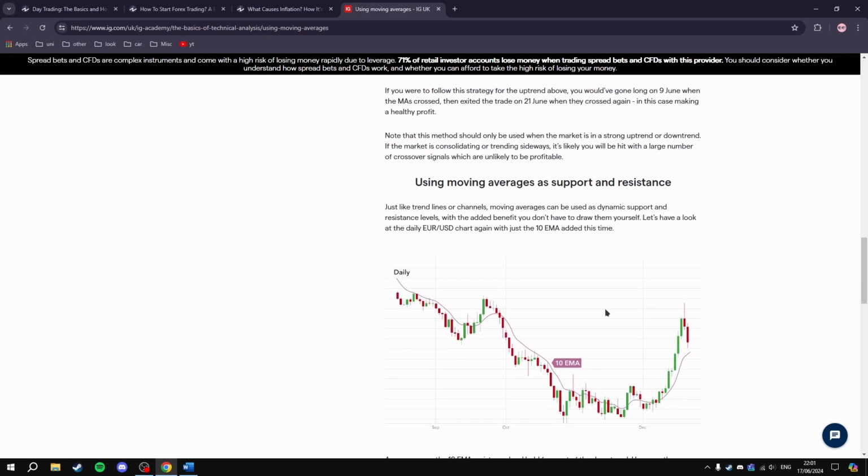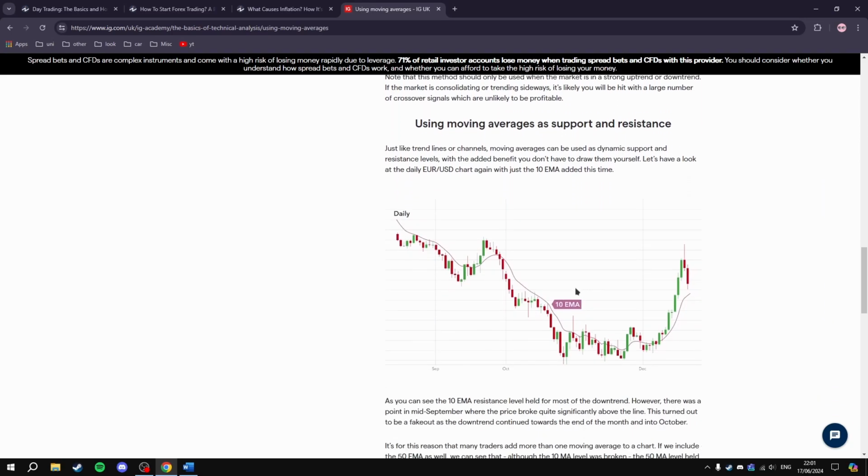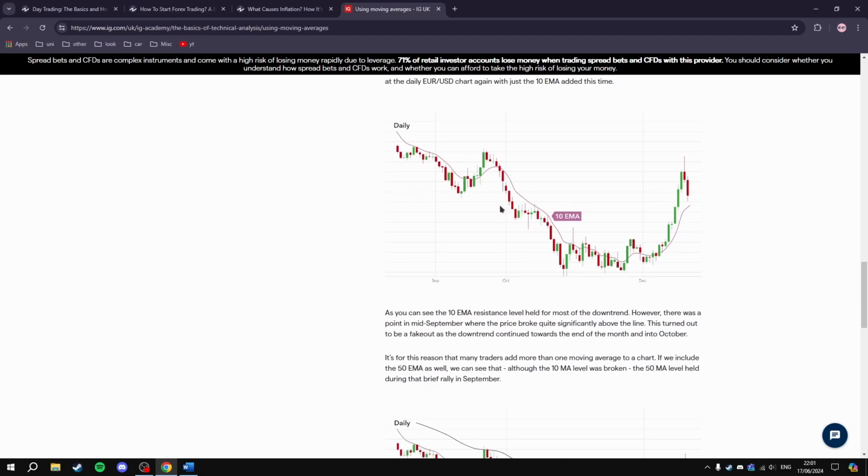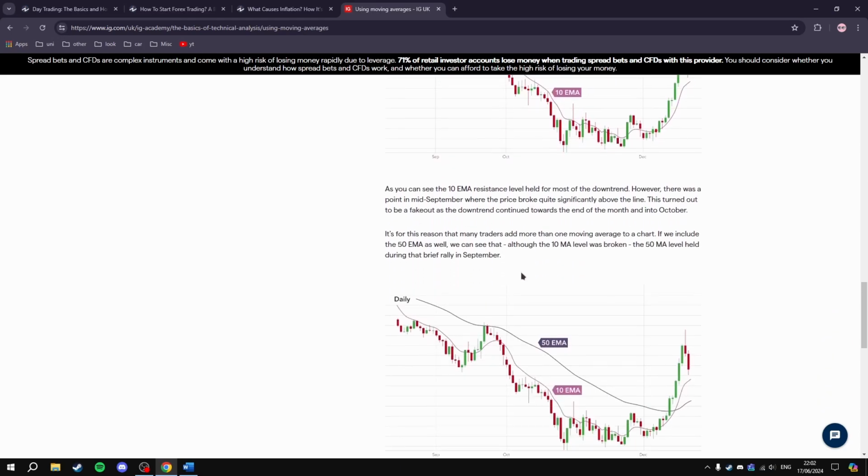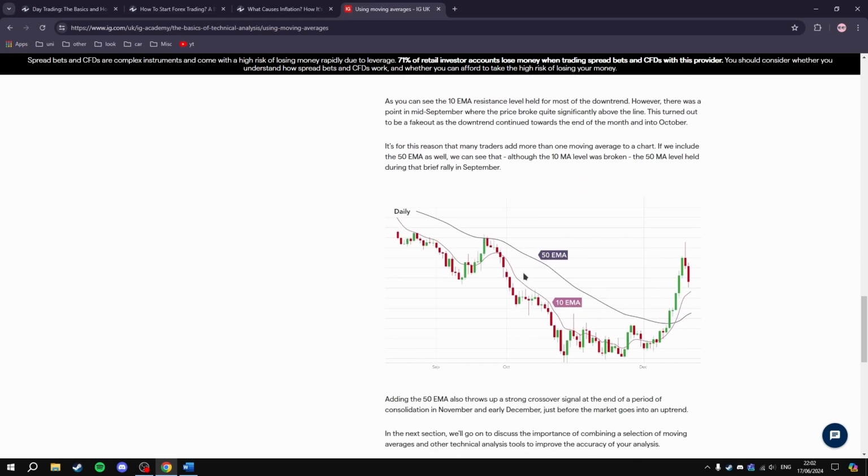And then we could also use moving averages as support and resistance levels. If we plot the 10 exponential moving average here, we can see it's kind of a resistance level, so the price doesn't normally break through it that much, but there are some areas where it does break through over here. But if we put a longer period exponential moving average, so 50, then we can see that it's not really a real breakout, it's just a fake out basically.